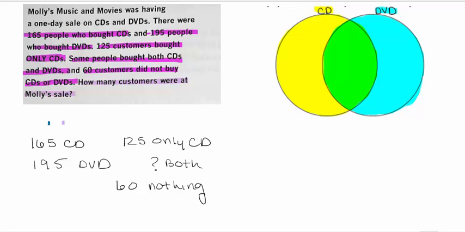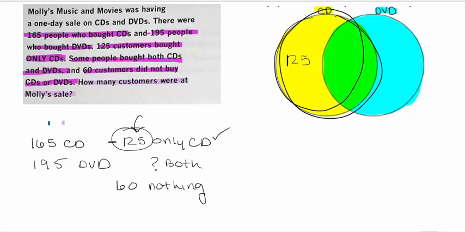So 165 bought CDs. 125 bought only CDs. So look at where my 165 is. I put it in the only CDs, but it says 125 bought only CDs, so I know that 165 is not right. This should be in the only CDs. So I'm going to put 125 in the only CDs. Now I know that there's 165 altogether. So this whole circle needs to be 165.